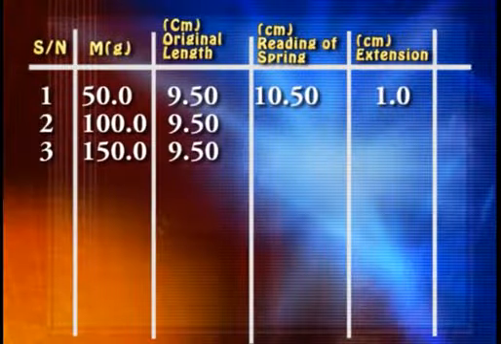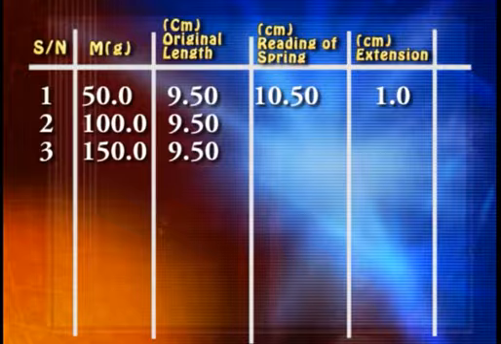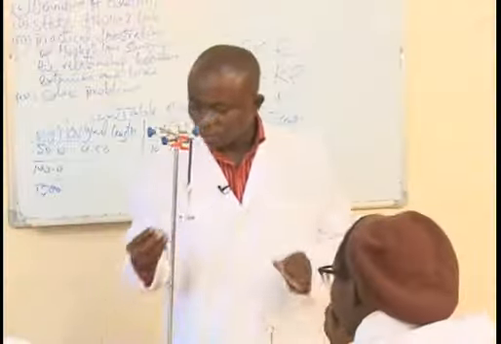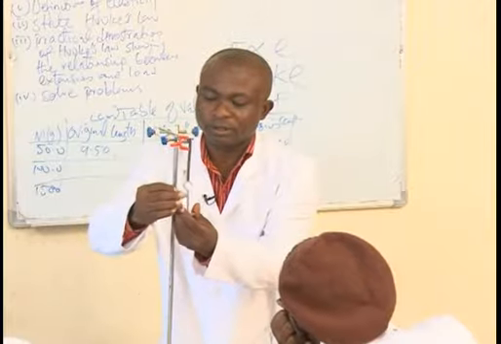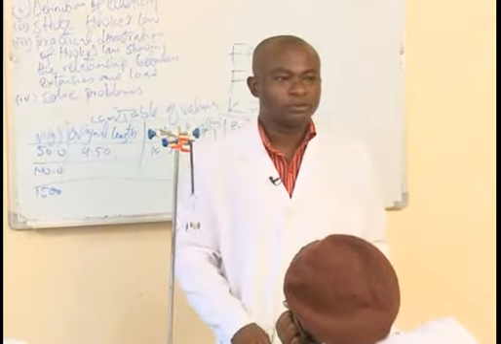1.0 centimeter. Good. 1.0 centimeter. Then, maybe this one we are asked to add what? How many grams? 100 grams. So you have to look for another 50 grams to add to this. Good. Can you see it?